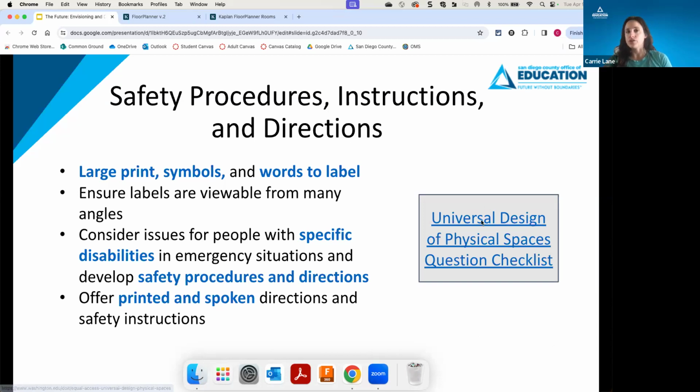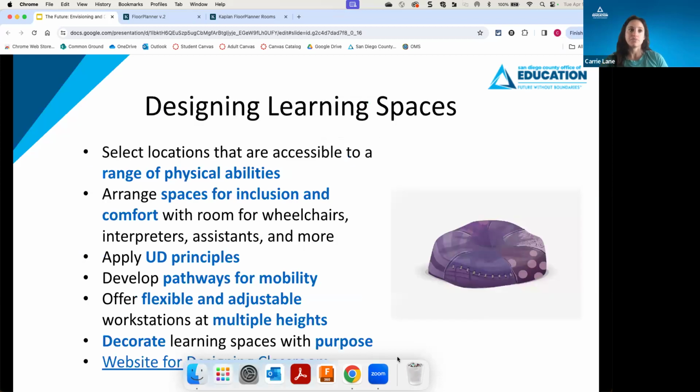I put in here also in the slides a universal design of physical spaces checklist. It's a long research, so I didn't want to go over it today. But if you want to go back, you can check. It's pretty comprehensive and it'll give you suggestions on designing physical spaces, not just classrooms, but just physical spaces in general.